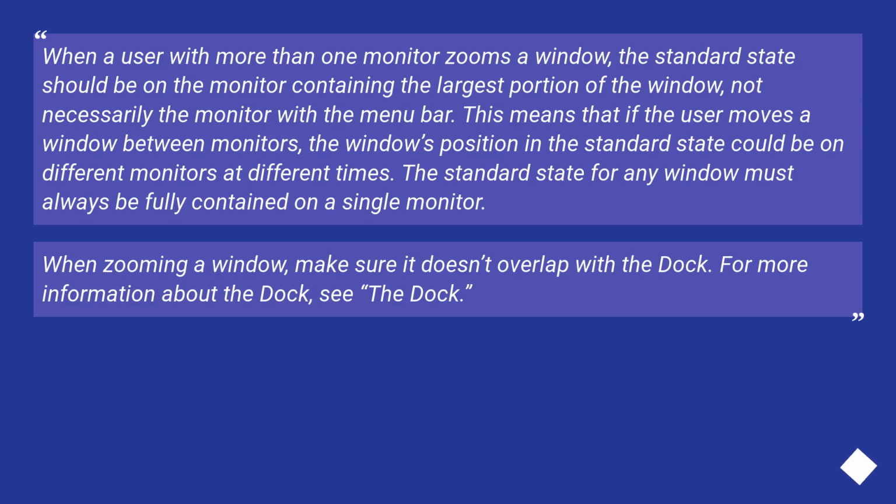When a user with more than one monitor zooms a window, the standard state should be on the monitor containing the largest portion of the window, not necessarily the monitor with the menu bar. This means that if the user moves a window between monitors, the window's position in the standard state will be on different monitors at different times. The standard state for any window must always be fully contained on a single monitor. When zooming a window, make sure it doesn't overlap with the dock. For more information about the dock, see the dock.